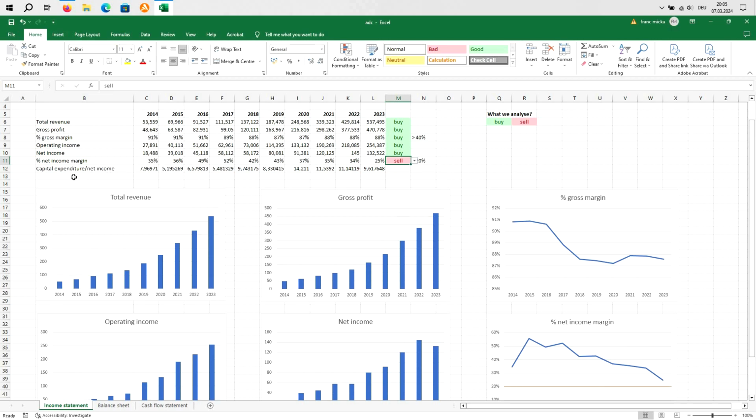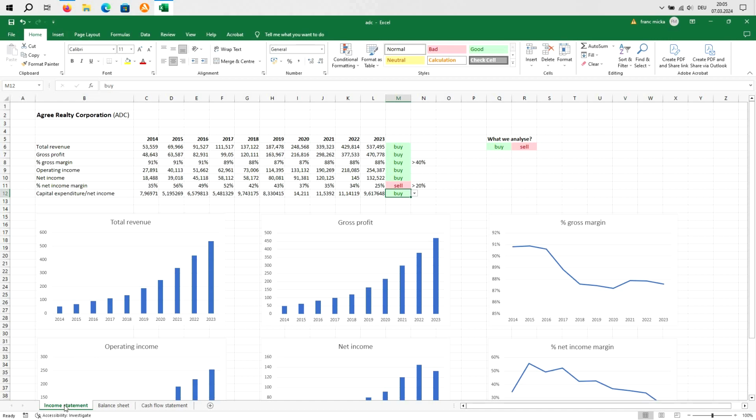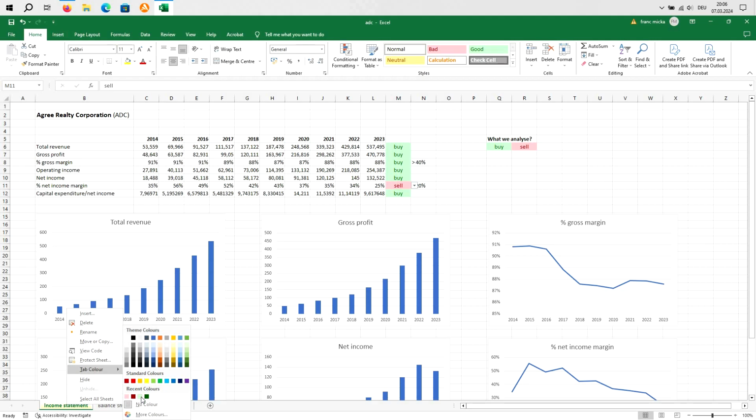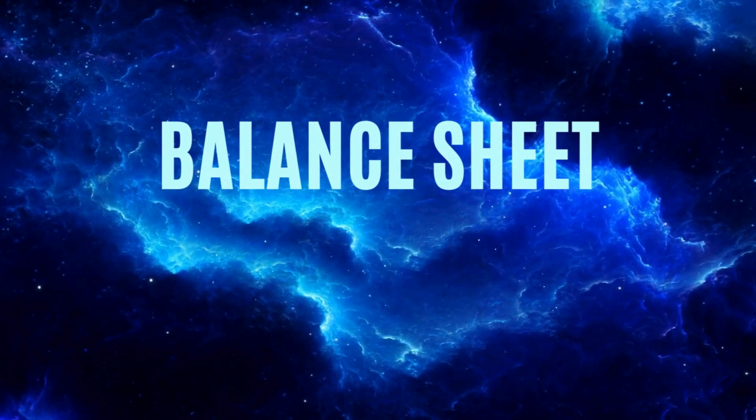And now we come to the capital expenditure divided by net income. And as you can see here, it's growing, falling, growing, growing, falling. So we will mark that as a buy still, okay? And overall, bro, based on the financial data from the income statement it is definitely a buy because we have 1, 2, 3, 4, 5, 6 buy flags and 1 sell flag. So definitely, bro, the income statement is marked as a buy.